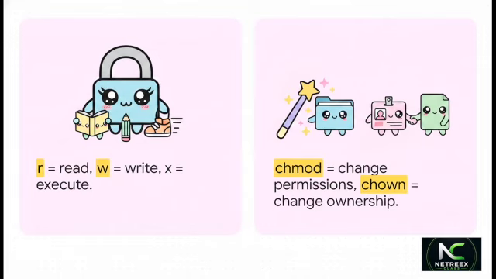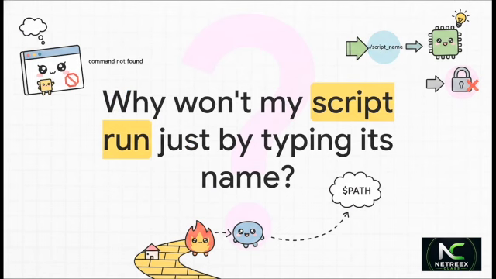You use the chmod command to change these permissions. For example, typing chmod plus x makes a script executable, and chown is what you use to change who actually owns the file.